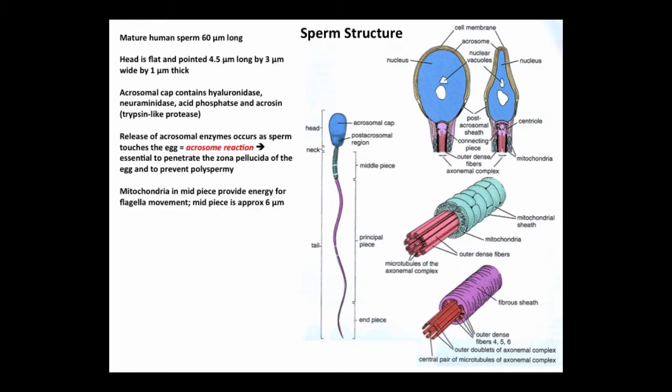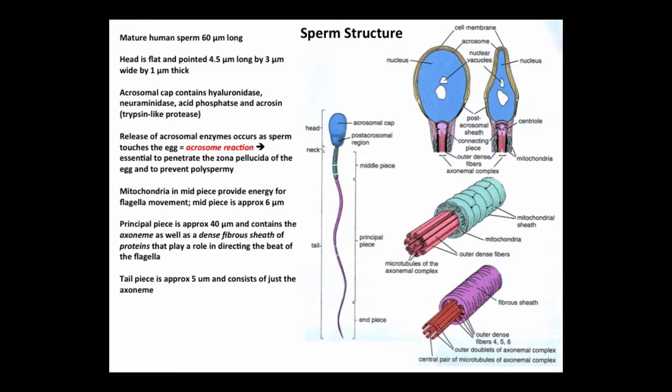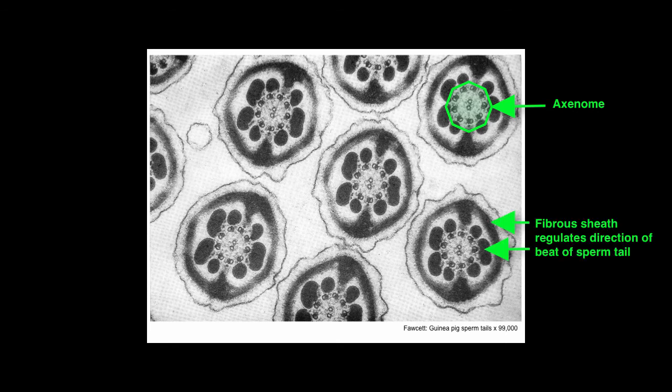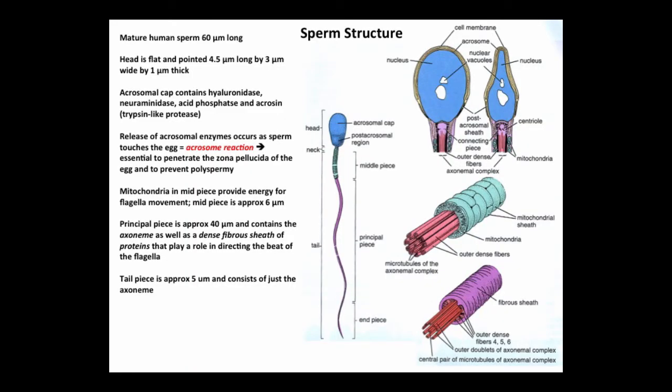Mitochondria in the midpiece provide energy for the flagella movement. The midpiece is about 6 microns long. The principal piece is about 40 microns long. The principal piece contains the axoneme as well as a dense fiber sheath of proteins that play a role in directing the beat of the flagella. The tail piece is about 5 microns long and consists of just the axoneme.